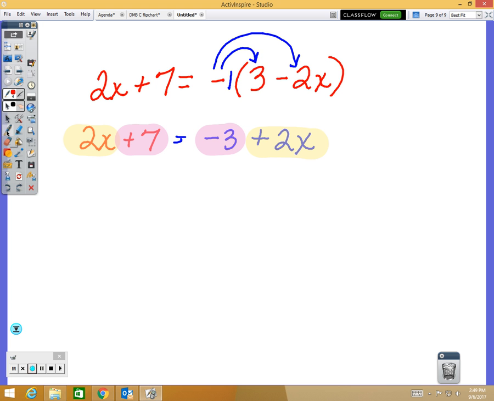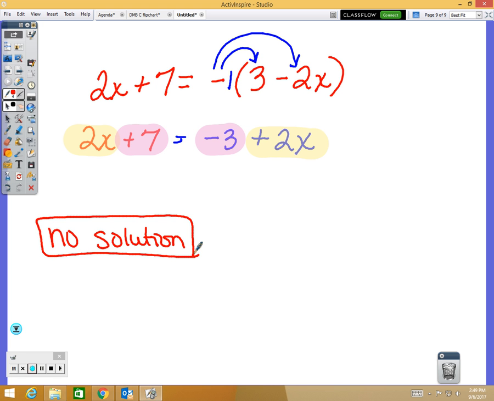So the answer to this is no solution. And the reason is because 7 does not equal negative 3. 7 does not equal negative 3 no matter what you put in there for x.